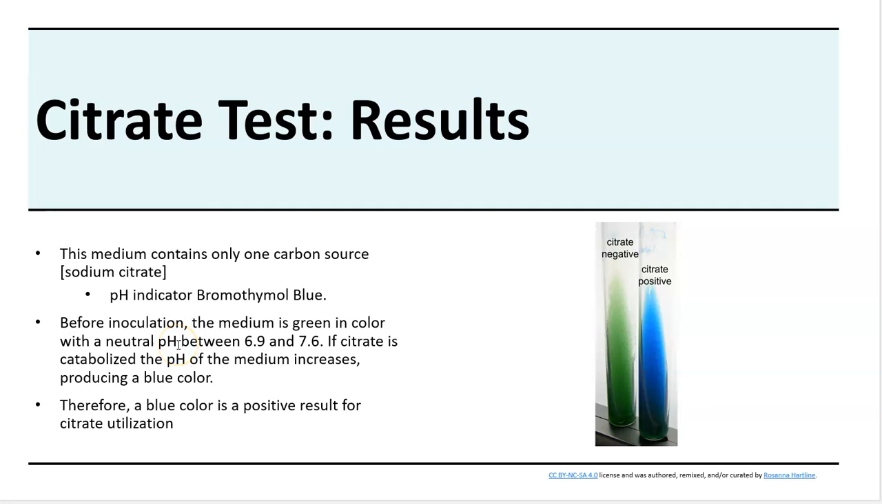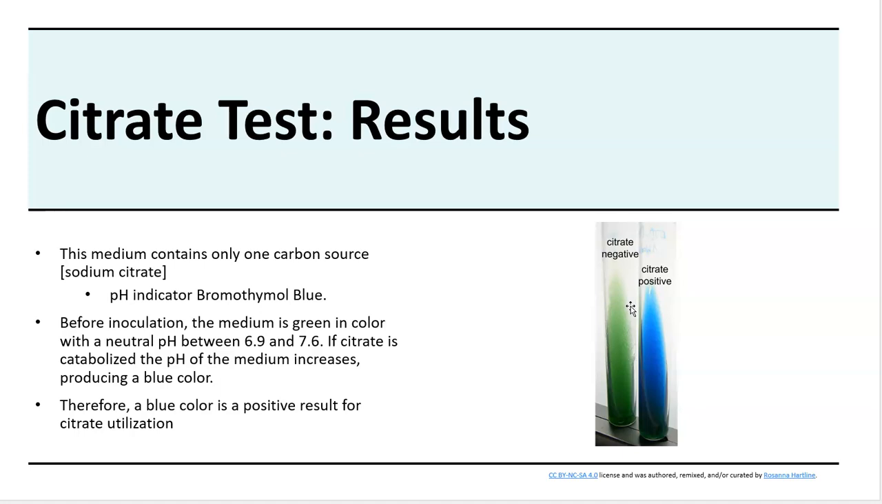So the citrate tests are what we call agar slants. So it is a solid media in a test tube that runs on a slant. And in this media, there is obviously citrate. That is the sole source of carbon. So we want to see if the bacteria have the enzymes to utilize it or not. And then there's also a pH indicator called bromothymol blue.